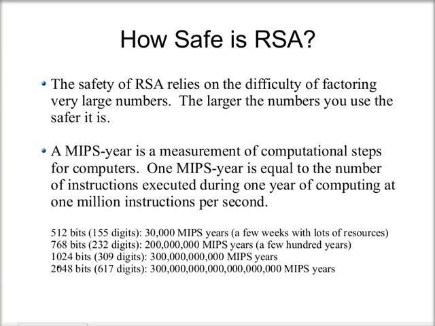And it just keeps going up. If we go up to 1024 bits or 309 digits, then that is more than 1,000 times longer, so hundreds of thousands of years. And then even more for 2048 bits or 617 digits. So the bigger the numbers you use, the better in this case.